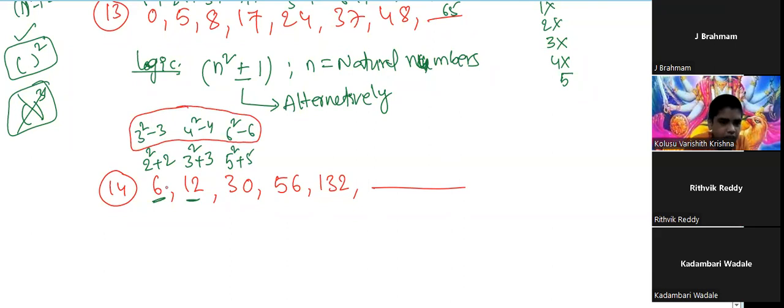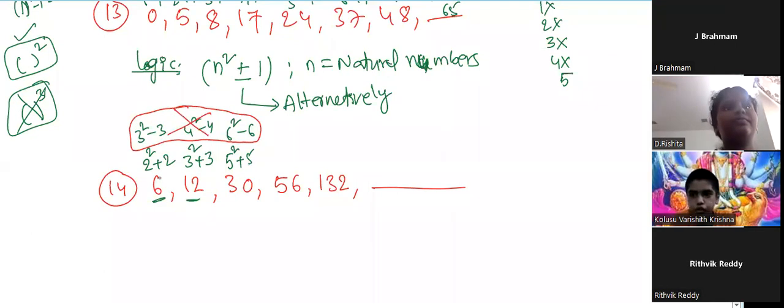Sir, 3 plus 1, 4. No, these numbers are not following any pattern. 4 plus 2 is 6. Okay. Sir, 2, 3, 5 are all prime numbers. Yes, 2, 3, 5 are prime numbers. Let us try with the next prime number.